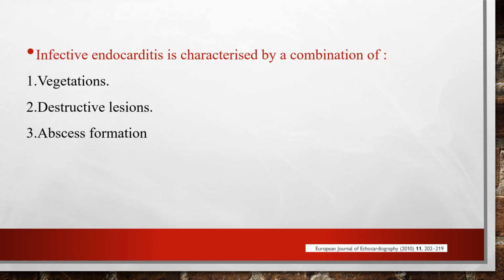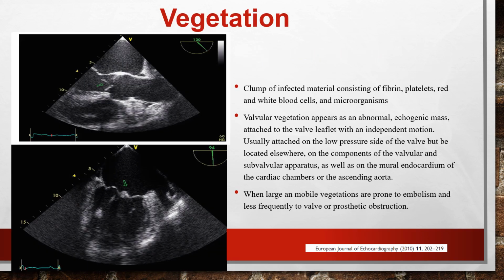When it comes to the echocardiographic description of infective endocarditis, it's characterized by a combination of vegetations, destructive lesions, and abscess formation. A vegetation is a clump of infected material consisting of fibrin, platelets, white blood cells, and microorganisms. They appear as an abnormal echogenic mass. As you can see here in the aortic valve, it's an echogenic mass attached to the valve leaflet, and if you play the video, you'll see that they have independent mobility, and usually they are attached to the low pressure side of the valve, which in the aortic valve is the LVOT side, and in the mitral valve is the left atrium side.